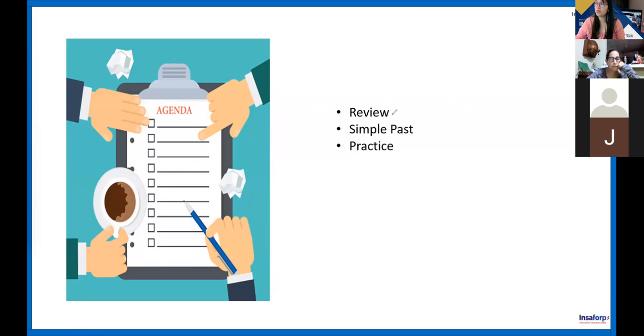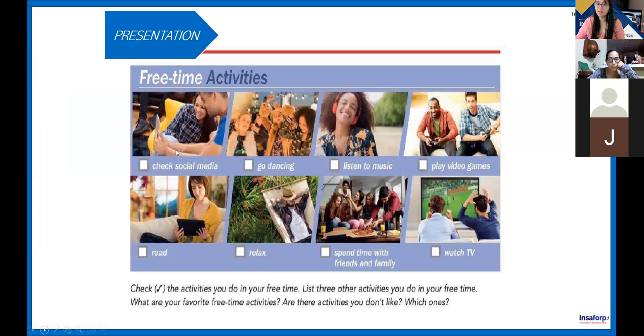There you have, so we have the agenda for today's classes. We are going to have a review. We're going to start with the simple past and we're going to have some practices. That's going to be the agenda for today's lesson. Okay, so let's start with some activities that you do maybe. For example, in your free time, what do you do in your free time, Mario Claros? Do you check social media? Do you go dancing, listen to music, play video games? What do you do in your free time?